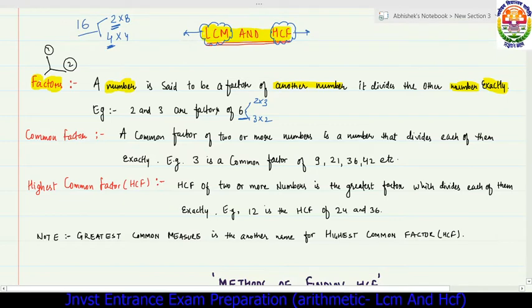Now a common factor. Let's talk about common factors. A common factor of 2 or more numbers means a factor that is common between 2 or more numbers.